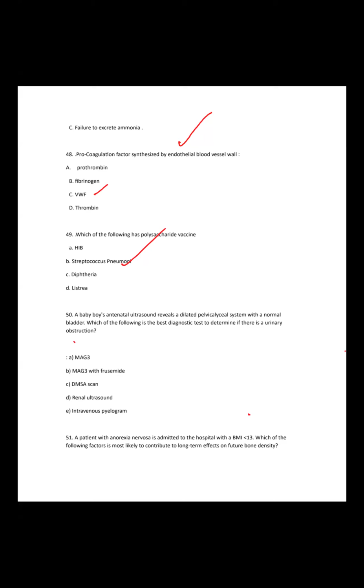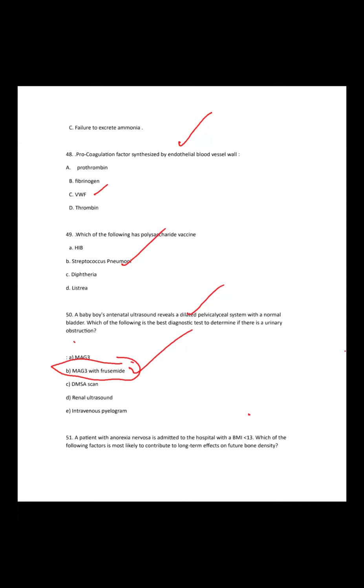Okay. Now, the baby's antenatal ultrasound revealed a dilated pelvicalyceal system with a normal bladder. Which of the following is the best diagnostic test to determine if there is a urinary obstruction? So to look at the urinary obstruction, the MAG3 with furosemide would be the best. That will tell you about the function of the kidney with the obstruction, how much obstruction is there, how much problem is there.